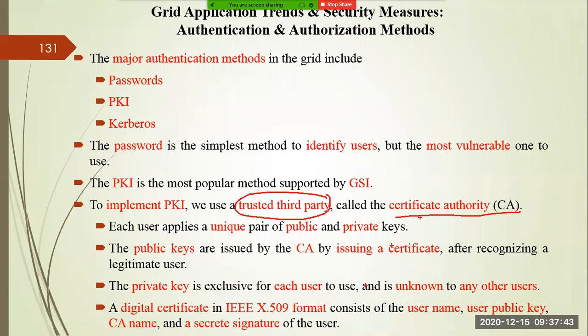And this private key is exclusive for each and every user. Your private key is different from my private key, and it is not known to others. If anybody knows this private key, then he may get the access. So here we are using a digital certificate in IEEE X.509 format, which consists of the username, user public key, certification authority name, and secret signature, by which you can provide a secure infrastructure to both the user and the provider, right?